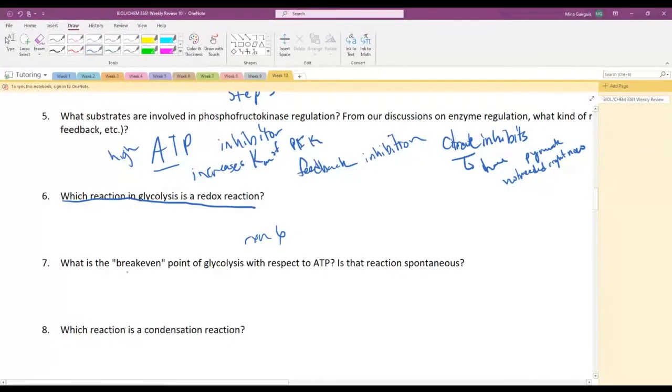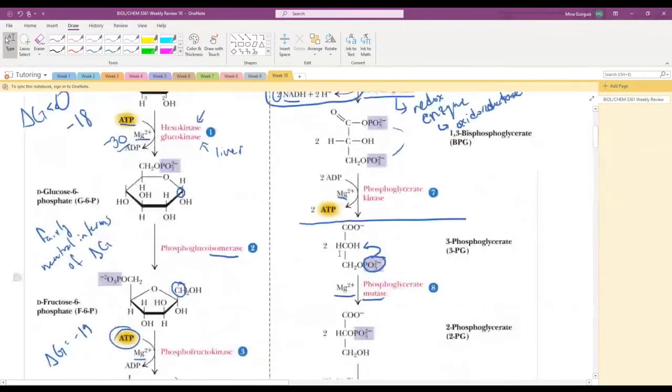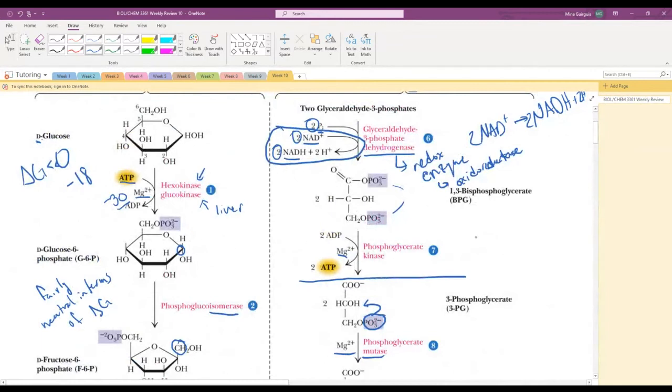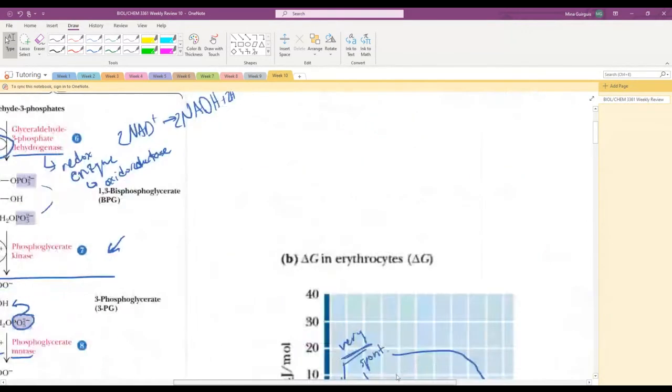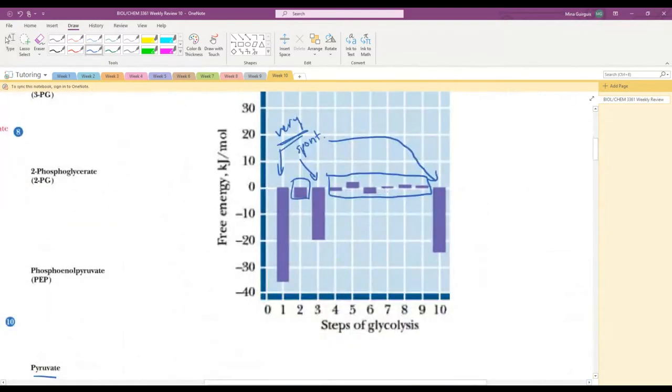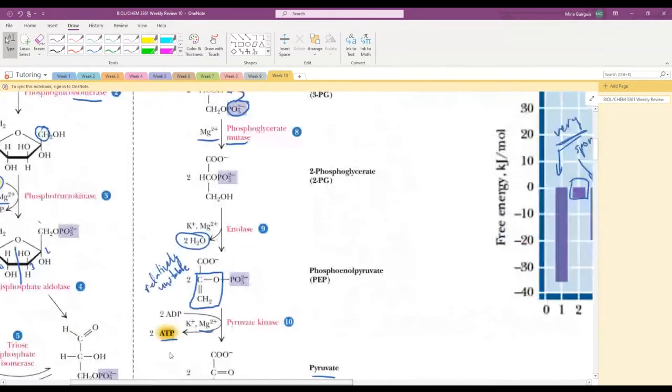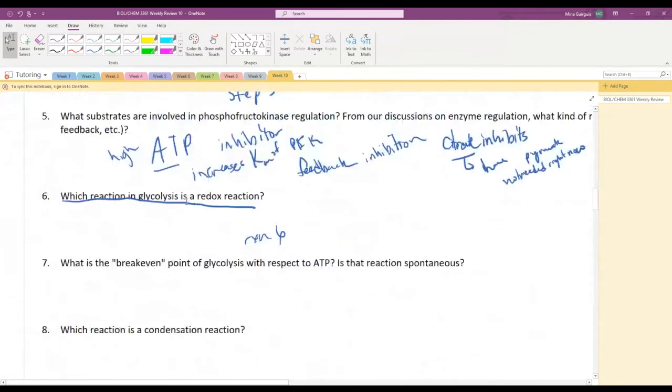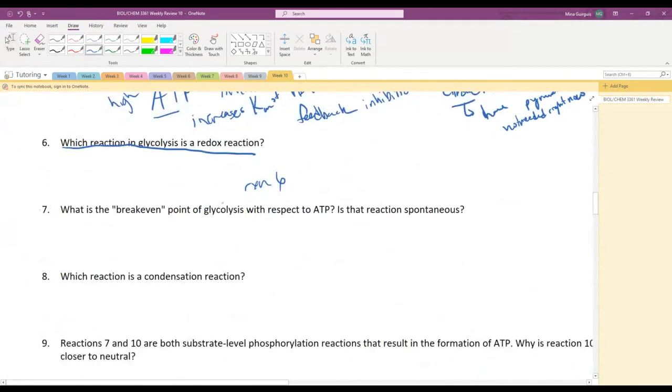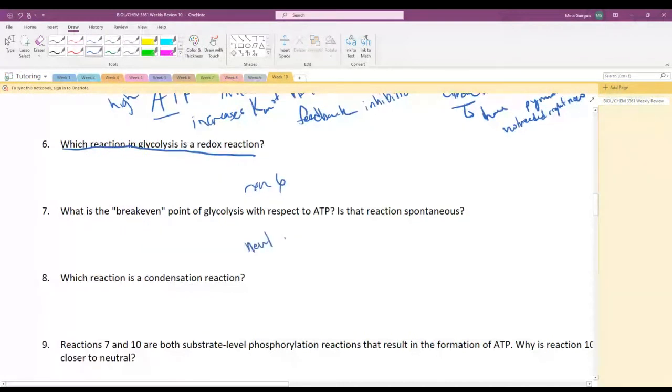Reaction 6. What is the break-even point of glycolysis with respect to ATP, and is this reaction spontaneous? We talked about this a little earlier. I drew this line right here and said at this point, we've made ATP to make up for all the ATP that we've used. Looking at this diagram again, reaction 7 is almost 0. Technically it's non-spontaneous, but it's so close to 0 that it's almost like neither. It's neutral, so I'm just going to say neutral.